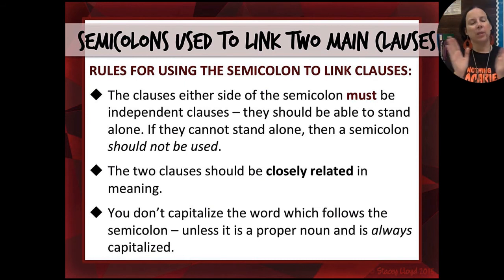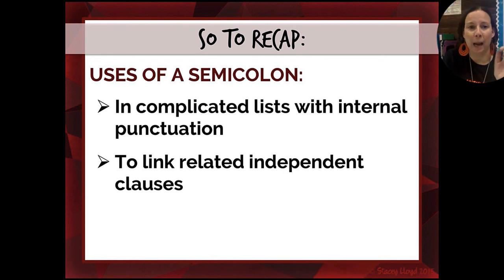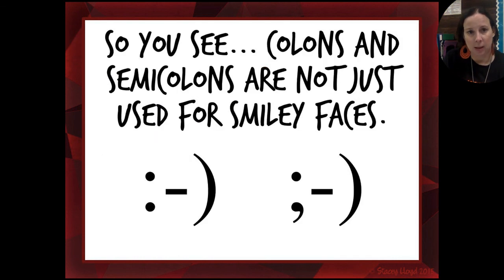Okay, so here's the rules. The clauses on either side must be independent. They have to be able to stand alone. They must be closely related. And last thing is you don't capitalize the word which follows the semicolon unless it's a proper noun. Okay? Those are the rules for connecting the 2. Okay, you guys are going to do this on Pear Deck also. Got it? Okay. Recap. Complicated lists with internal punctuation and to link closely related independent clauses. They're not just for smiley faces.